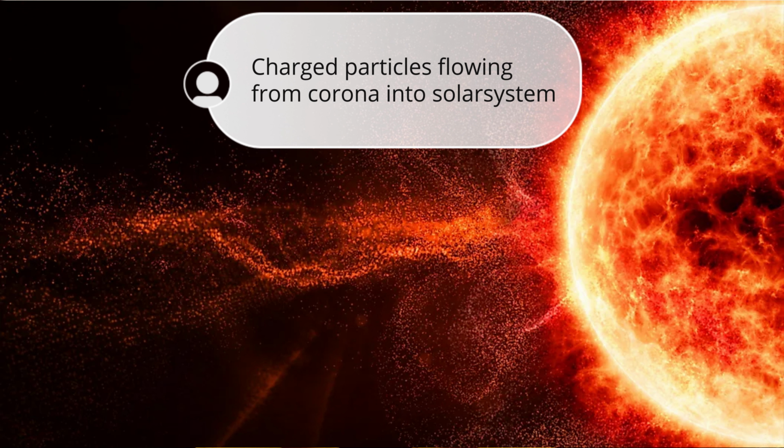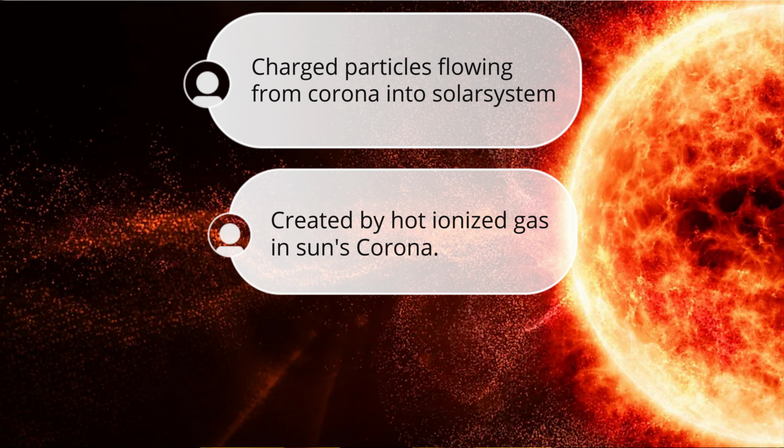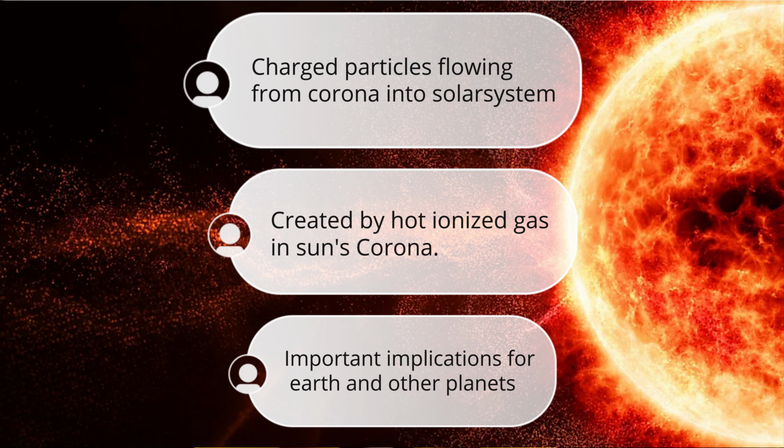In conclusion, the solar wind is a stream of charged particles that flows from the Sun's corona into the solar system. It is created by the expansion of the hot ionized gas in the corona and is affected by the Sun's magnetic field. The solar wind has important implications for Earth and other planets in our solar system and is an important area of research in solar physics and space science.